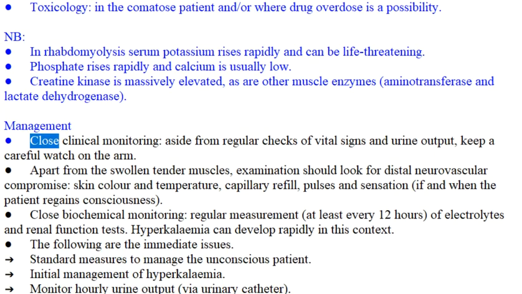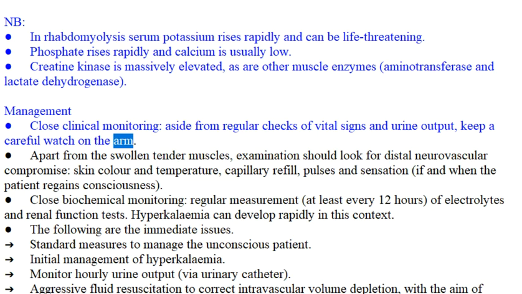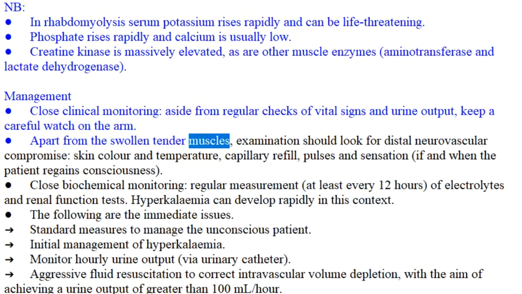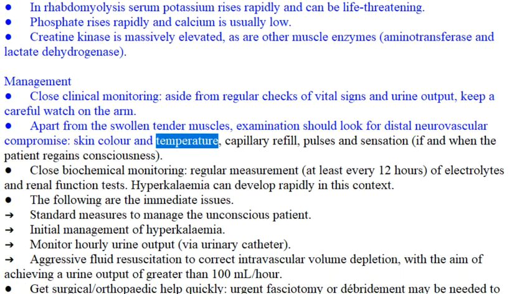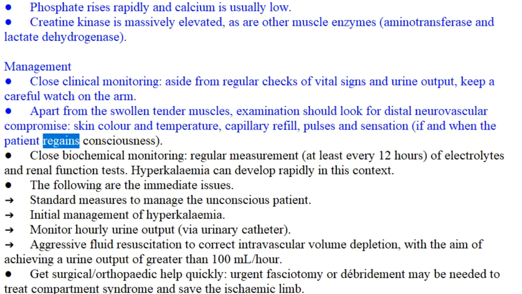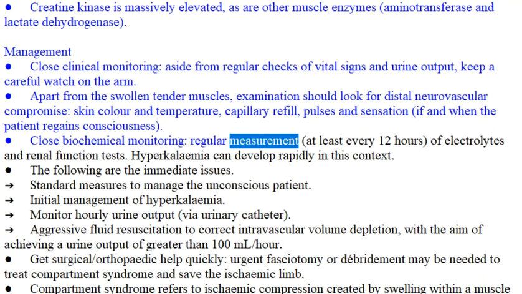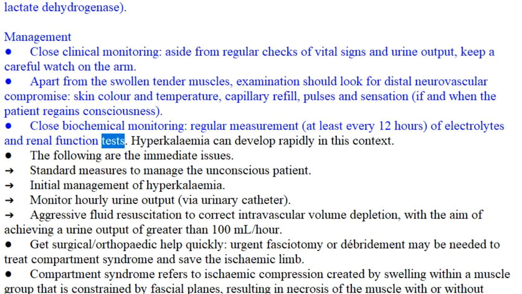Management. Close clinical monitoring. Aside from regular checks of vital signs and urine output, keep a careful watch on the arm. Apart from the swollen tender muscles, examination should look for distal neurovascular compromise, skin color and temperature, capillary refill, pulses and sensation, if and when the patient regains consciousness. Close biochemical monitoring, regular measurement, at least every 12 hours, of electrolytes and renal function tests. Hyperkalemia can develop rapidly in this context.